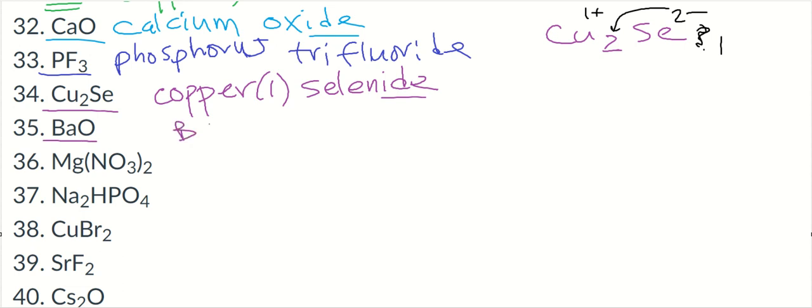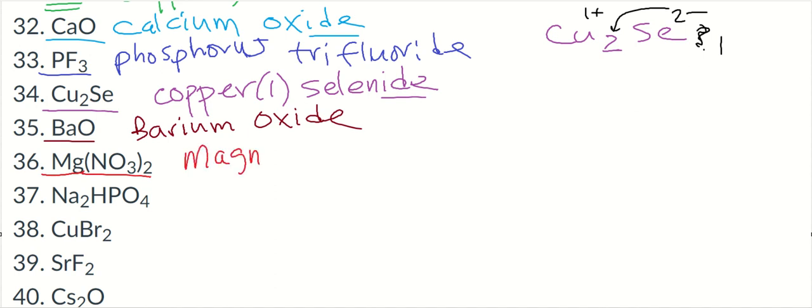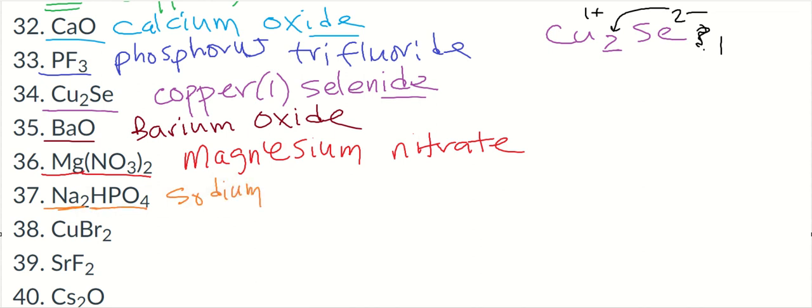Barium oxide. Okay, magnesium. I love magnesium and barium. These are not transition metals, right? So we're just going to write the name, magnesium. So what is NO3? It is nitrate. That's all it is. Again, sodium. It's not a transition metal. It's just sodium. So don't worry about these subscripts. And then PO4 is phosphate. Add hydrogen to it, so it's sodium hydrogen phosphate. Or you might call that biphosphate.